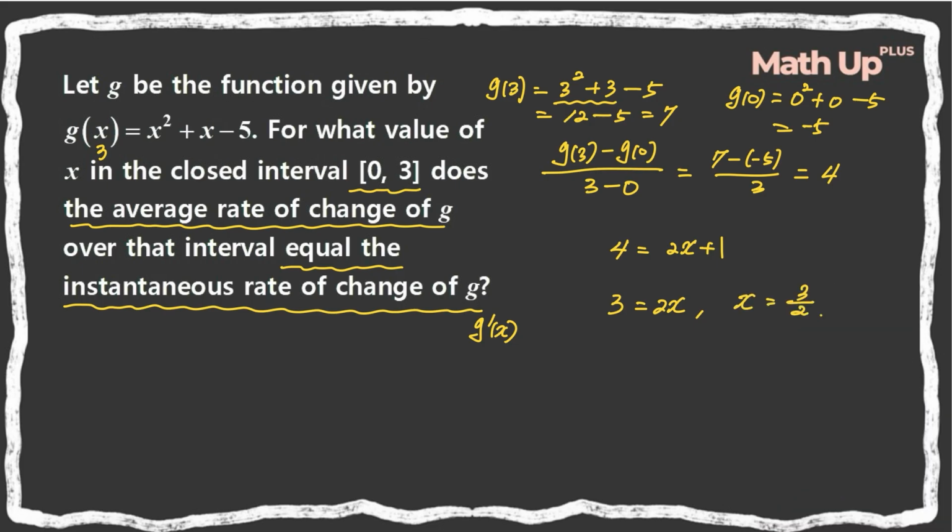The question was, what value of x does the average rate of change of g equal the instantaneous rate of change? The answer is x is equal to 3 over 2.